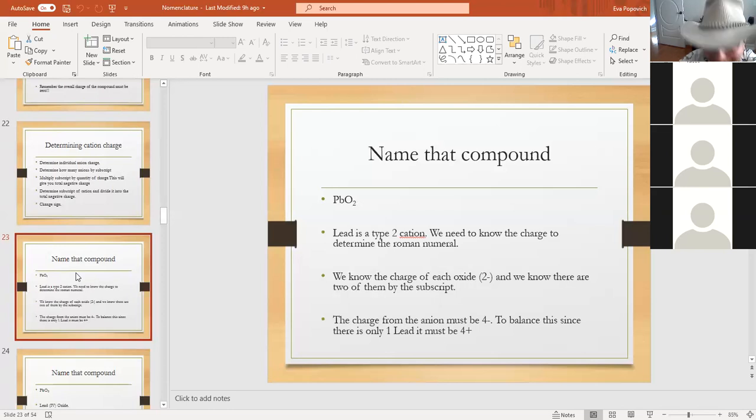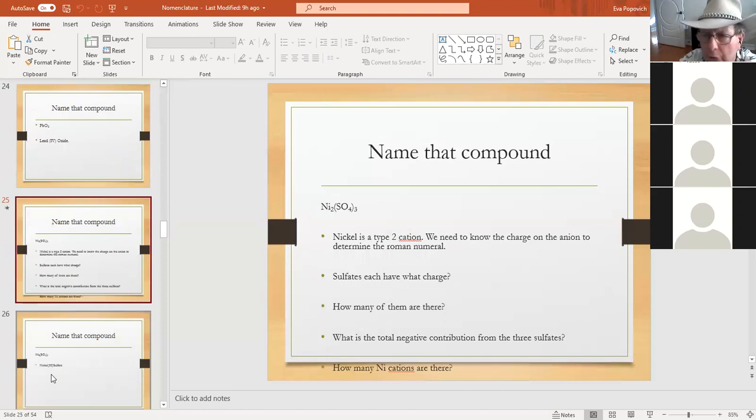That balances with? Lead. Right. The -4 has to be balanced by the same number of positive charge, right? Yes. So the lead has to be 4 plus. How many of them are there? 1. So name that compound. Lead oxide. What did you miss? Oh, lead 4 oxide. There you go. Lead 4 oxide. Absolutely.